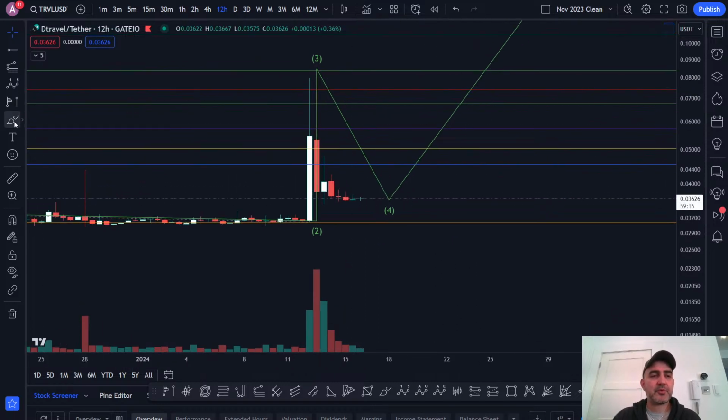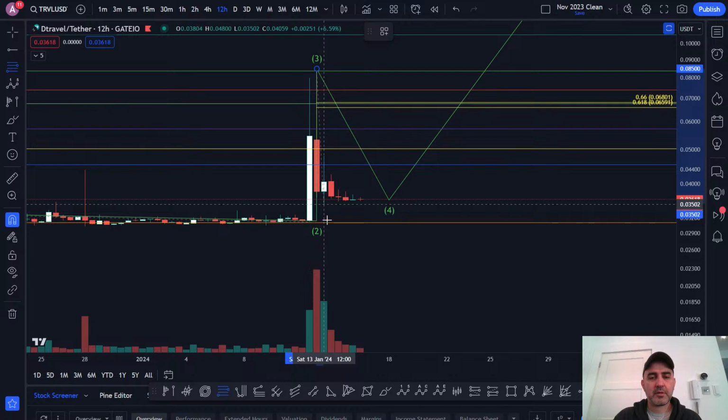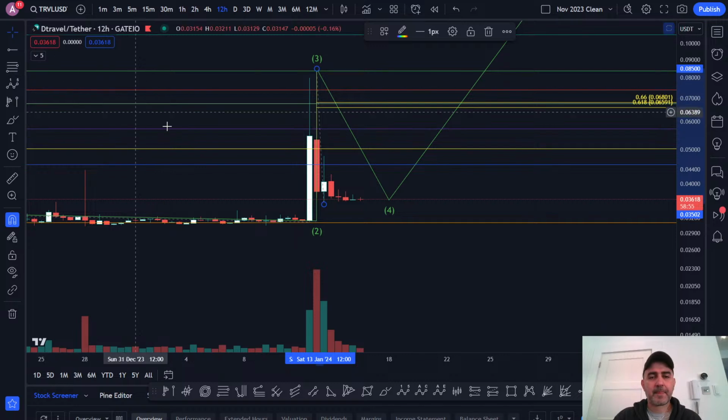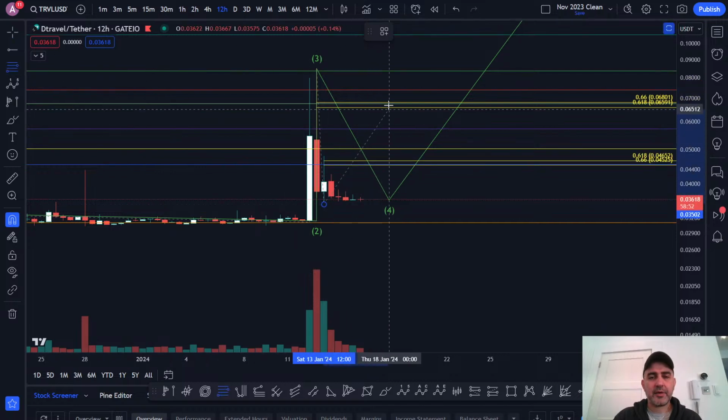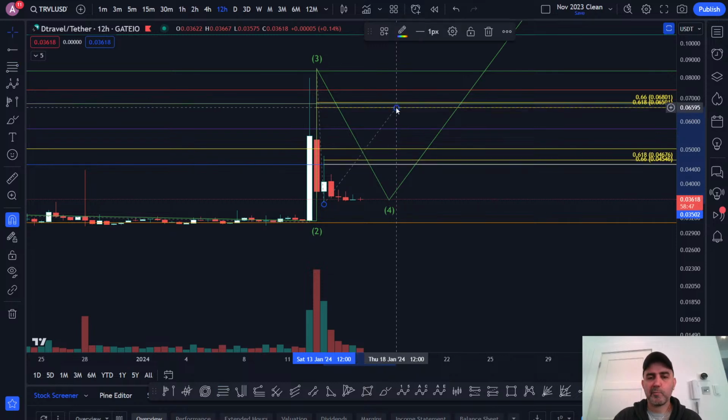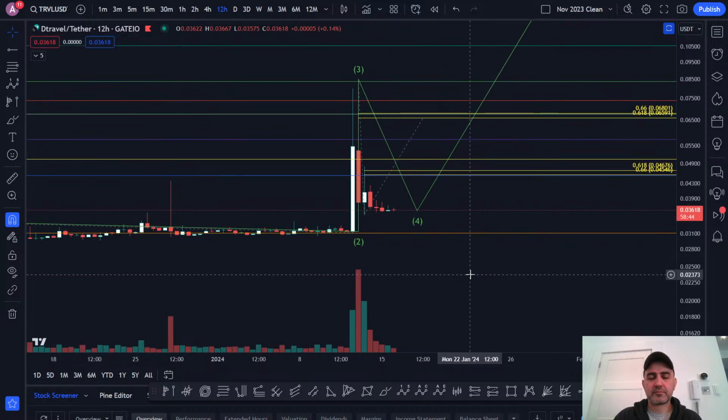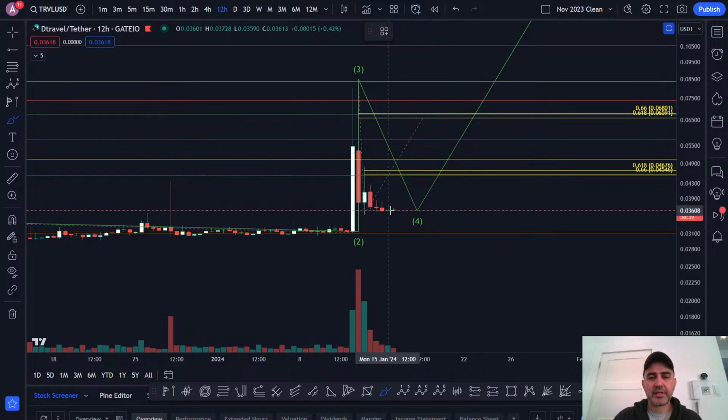It is possible that we correct like this, and I don't know how this is going to correct, but it is possible. So you have the golden pocket there, and you'll have the golden pocket here, something like that. Correction like this.